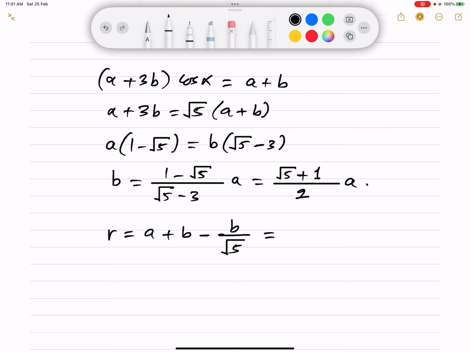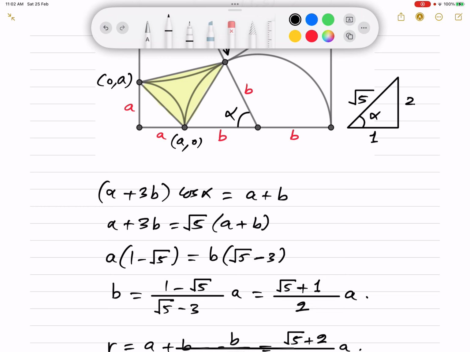Yes, let's do it. I'm not going to go through the details, but if you substitute B in this equation with (the square root of 5 plus 1) divided by 2, which is this one here, then we can get a final solution for R in terms of A, which is equal to (the square root of 5 plus 2) divided by the square root of 5 multiplied by A. So that is R in terms of A. We can do the same thing for S. S is basically the vertical projection of B over the base, which is B multiplied by sine of alpha.